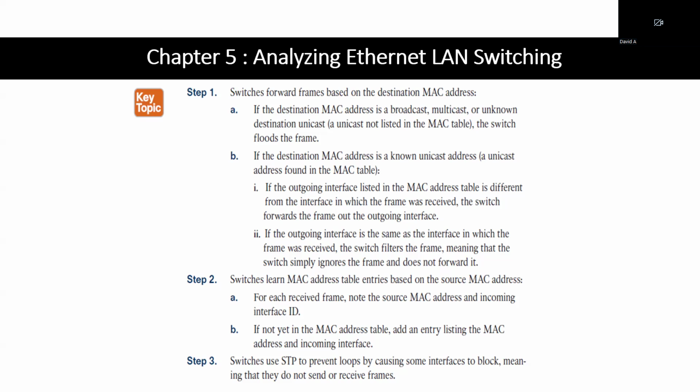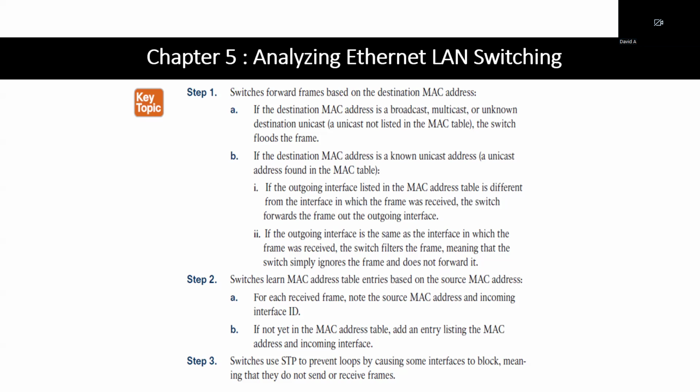Step two, switches learn MAC address table entries based on the source MAC address. Okay? A, for each received frame, what the CPU does within the switch is it saves, right, the MAC address with the corresponding incoming interface ID for the port. Okay? B, if not yet in the MAC address table, right? So meaning if there isn't an entry for the MAC address within the MAC address table, we're going to go ahead and add that to the MAC address table and the incoming interface. Okay? One of the other major functions of a switch.